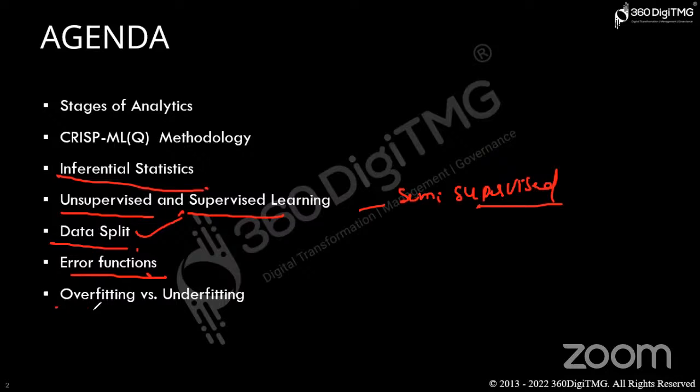And then we'll have overfitting and underfitting. Using the accuracy we get on training data and testing data, we can identify overfitting and underfitting issues. We'll discuss what underfitting and overfitting are, and how we can overcome them when it comes to regression as well as classification techniques. So this is the agenda of today's topic, the CRISP-ML methodology.